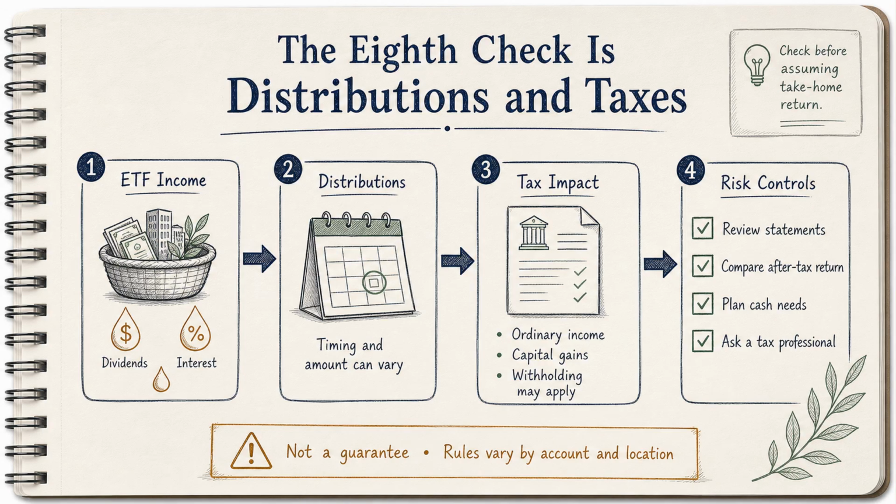The eighth check is distributions and taxes. Distribution frequency, source of income, withholding taxes, capital gains, reinvestment policy, and reporting rules can change the household cash flow result. A high distribution yield does not equal a high total return. A fund with low or no distribution may still compound value. The investor should connect distributions to total return and after-tax cash flow, not rank funds only by yield.